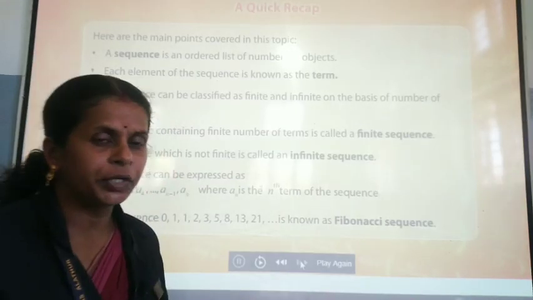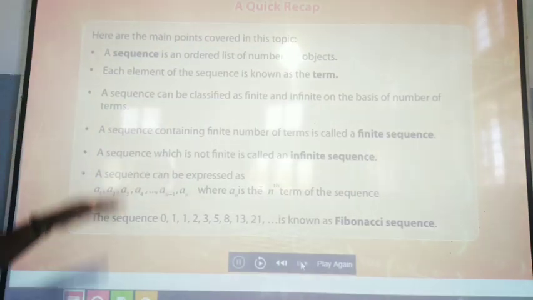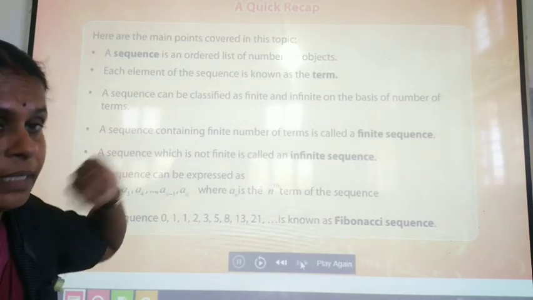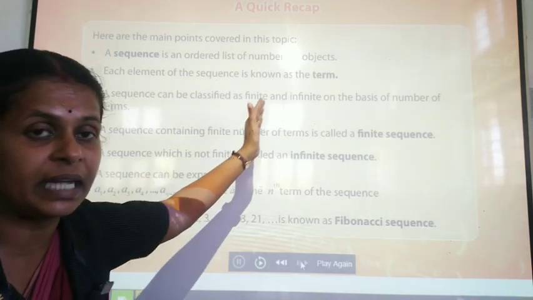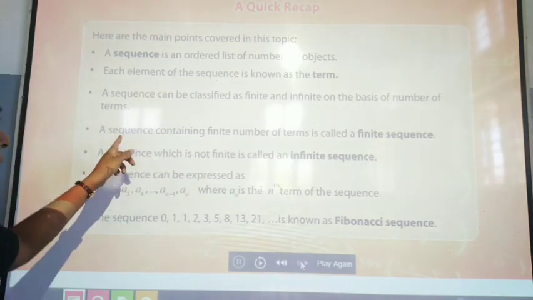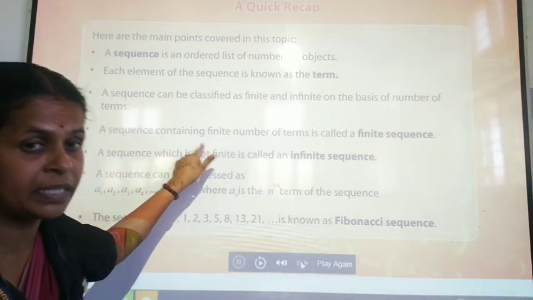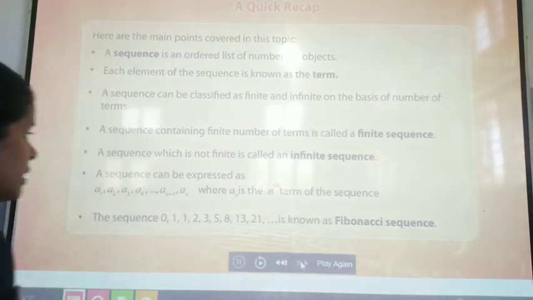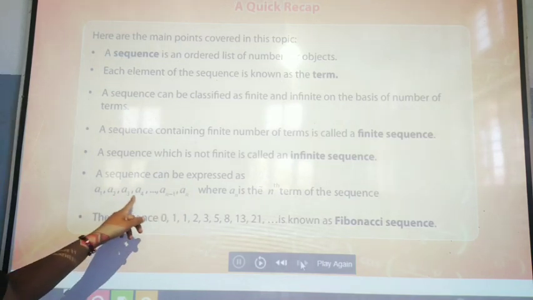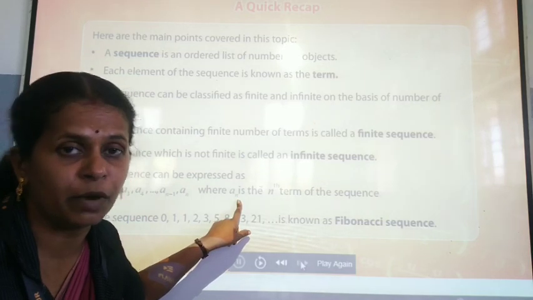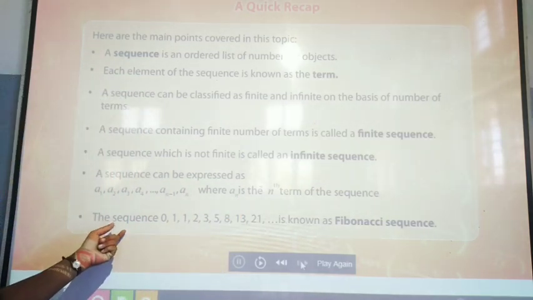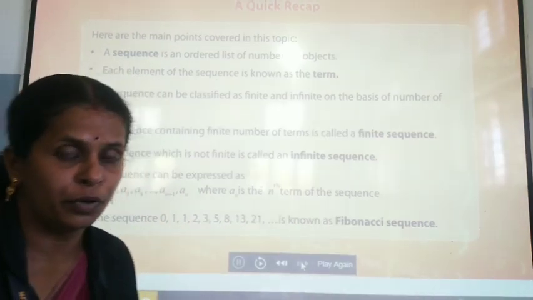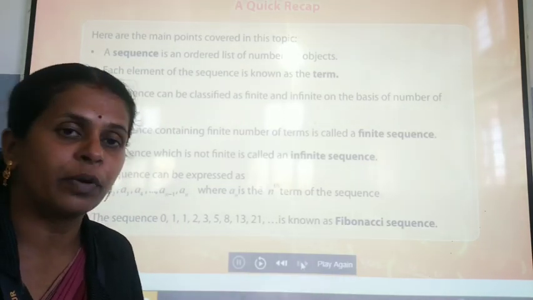Clear? Next, a quick recap about a sequence. Okay, so sequence എന്ന് പറയുമ്പോൾ എത്രയാണ്? Sequence is an ordered list of numbers or objects. Each element of the sequence is called a term. Then sequence can be classified as infinite and finite, on the basis of number of terms. A sequence containing a finite number of terms is called a finite sequence. A sequence containing an infinite number of terms is called an infinite sequence. Then a sequence can be expressed as a1, a2, etc. an, where an is the nth term of the sequence. Then after that we have studied about the Fibonacci sequence, that is 0, 1, 1, 2, 3, 5, 8, etc. is known as the Fibonacci sequence. Okay, that's about the sequence.